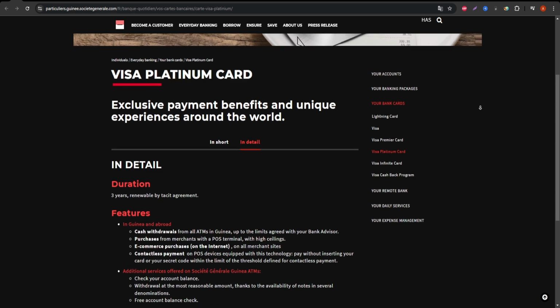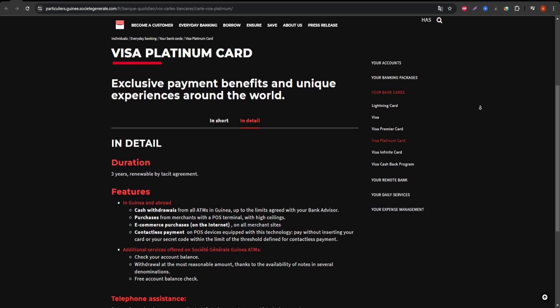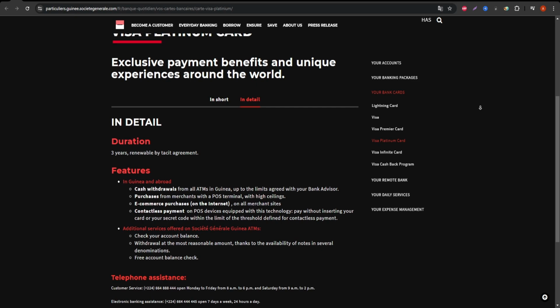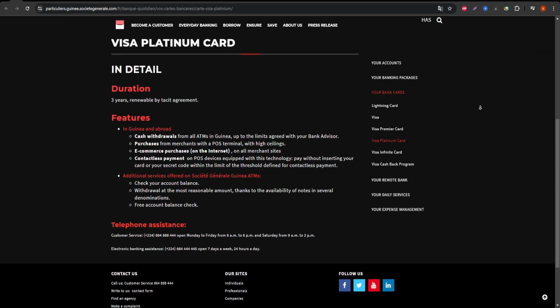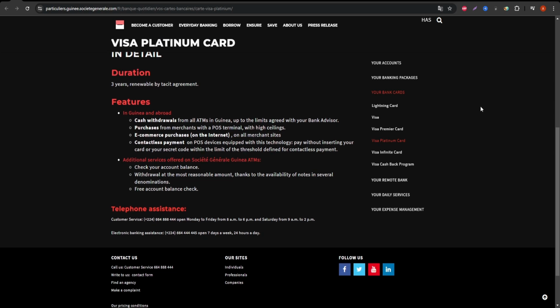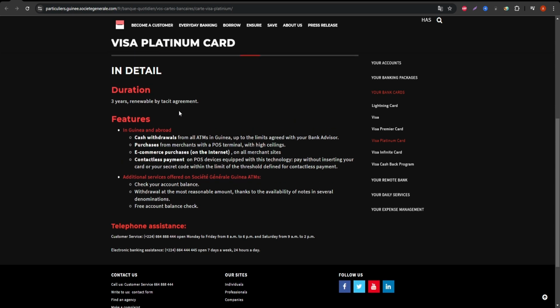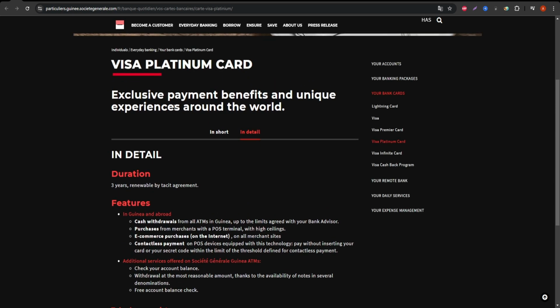Point one of the primary advantages of this card is the comprehensive travel insurance it provides, which covers flight cancellations, medical emergencies, and more, perfect for frequent travelers. Additionally, cardholders enjoy exclusive access to airport lounges worldwide and a dedicated concierge service to assist with various needs, from restaurant reservations to travel arrangements.